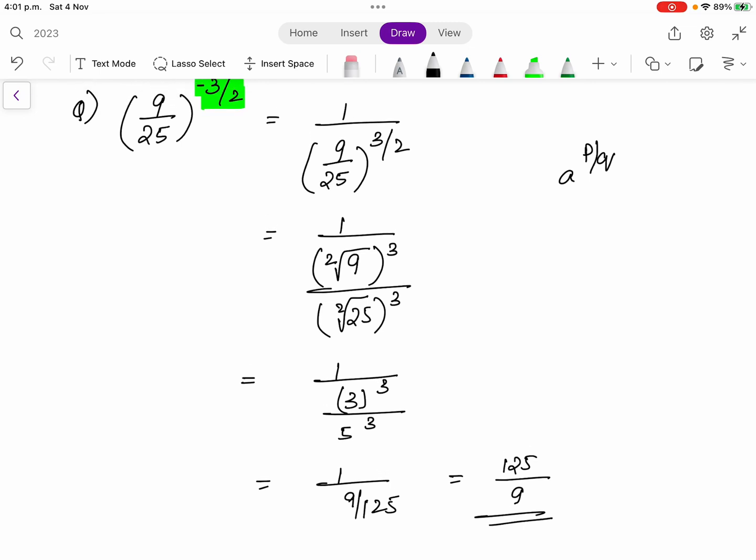No, sorry, 3 cube is not 9. 3 cube is 27. Okay, so 25 over 27.